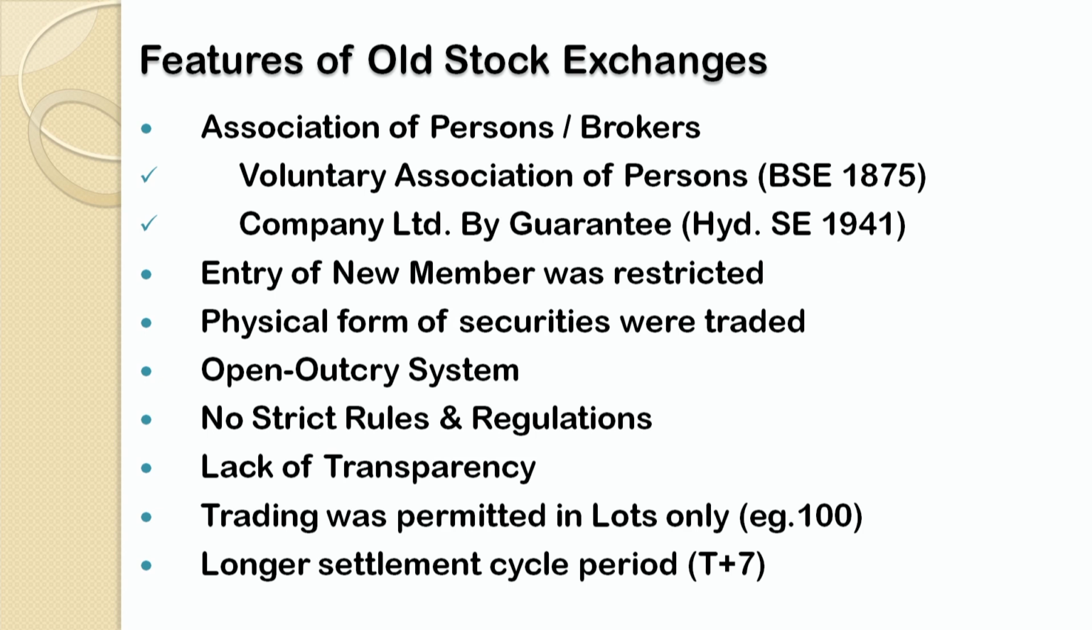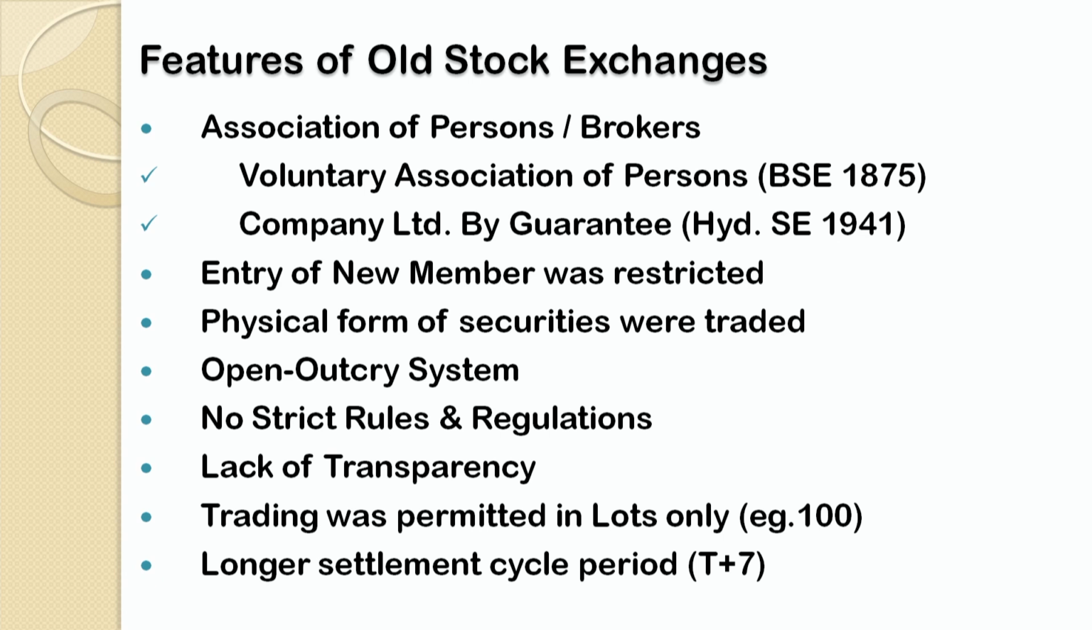Nowadays such features can't be seen, but the important features associated with the old stock exchanges were, point number one, association of persons. Earlier, the stock markets were basically a kind of association of persons, mostly brokers who associated together. There were two broad categories of stock markets in our country. Number one, voluntary association of persons. For example, Bombay Stock Exchange, initially established in 1875, was a voluntary association of persons. The second category was companies limited by guarantee. Some stock markets established as companies limited by guarantee were Hyderabad Stock Exchange and Madras Stock Exchange.